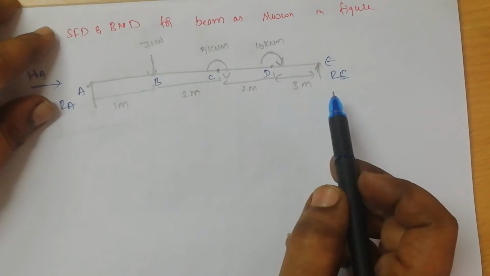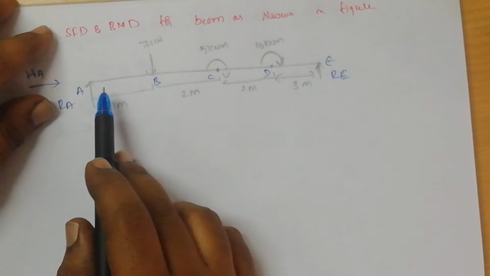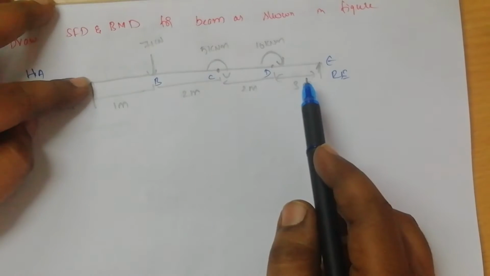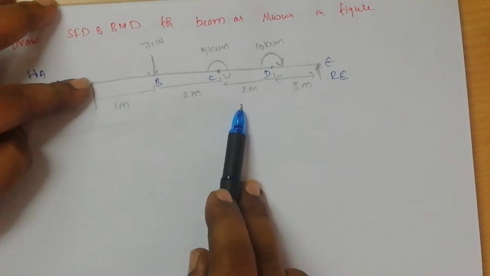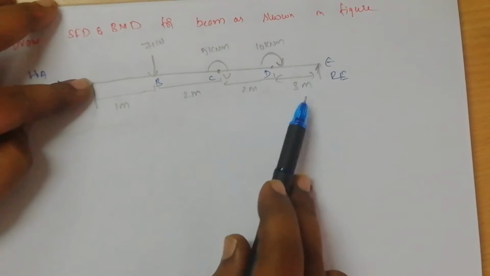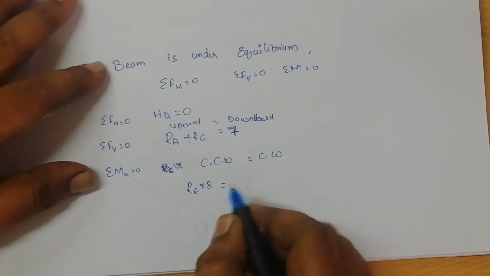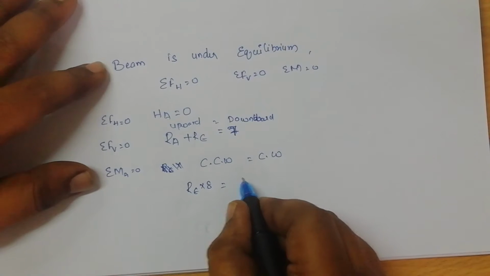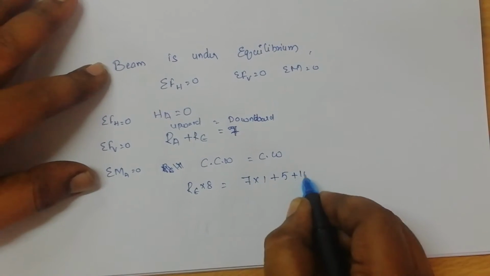We know moment is nothing but force into distance. So for the RE load, what is the distance we are having? The total distance from point A to point E is 1 plus 2, 3, 3 plus 2, 5, 5 plus 3, 8. So here we will write RE into 8 is equal to the clockwise moments. We have the clockwise moments: 7 into 1 plus 5 plus 10.